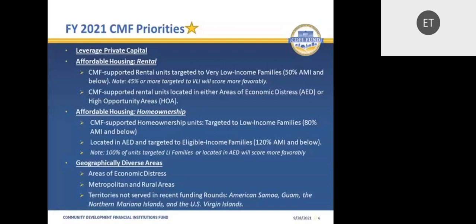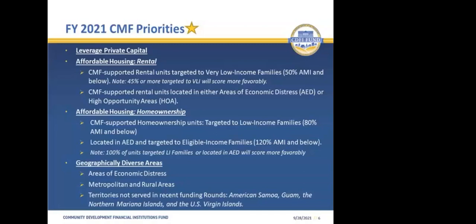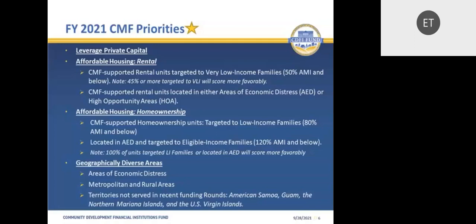So this year we saw a need for more income diversity for home ownership in AEDs, and so if you are serving up to 120% AMI in these areas for home ownership, you will be scored more favorably. And we're looking for 100% of units targeted to low-income families or located in AEDs, and those applications will score more favorably. Of course, another priority is always geographic diversity, not only areas of economic distress, but we want to make sure that we're funding applications in metropolitan as well as rural areas. And every year we designate areas that are somewhat underserved, that we haven't been funding in the recent rounds. This year there are no states in that category, but there are some territories: American Samoa, Guam, the Northern Mariana Islands, and the U.S. Virgin Islands.